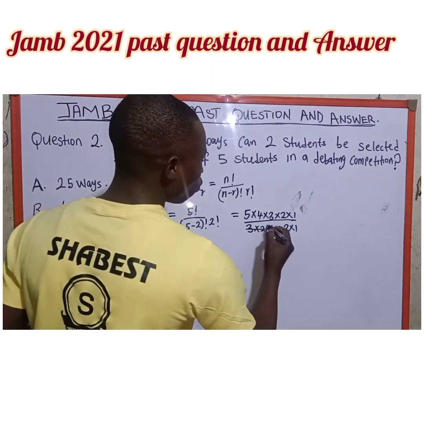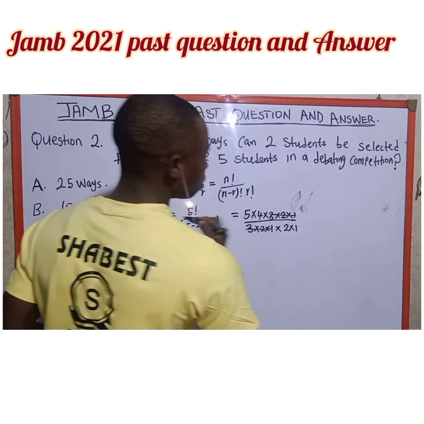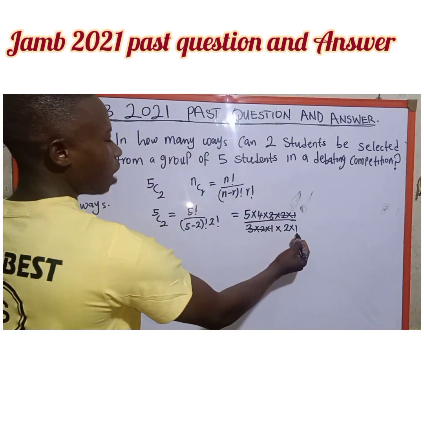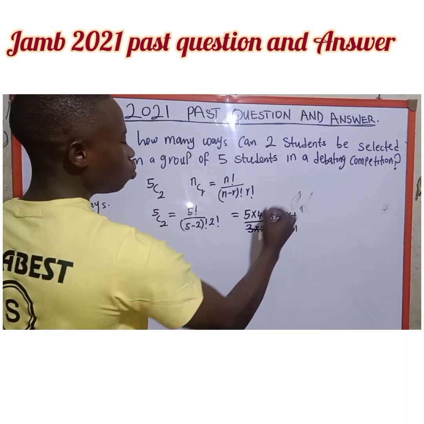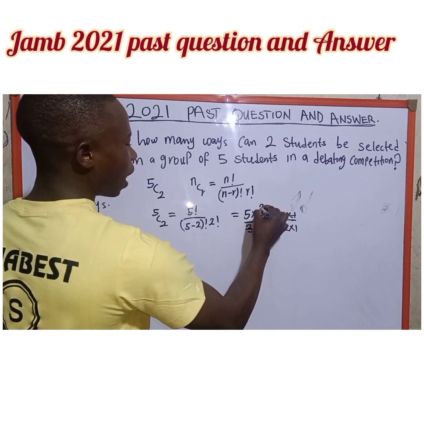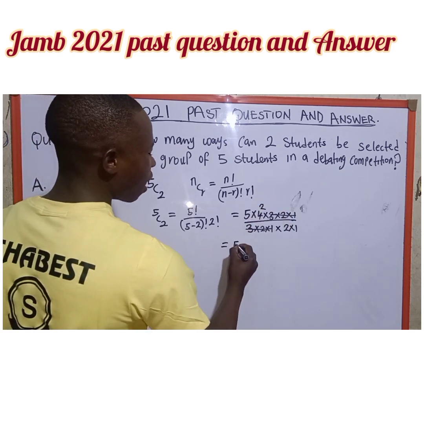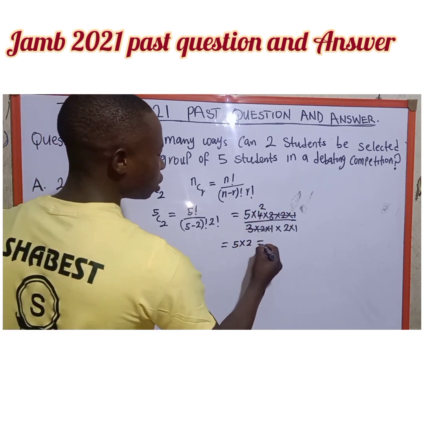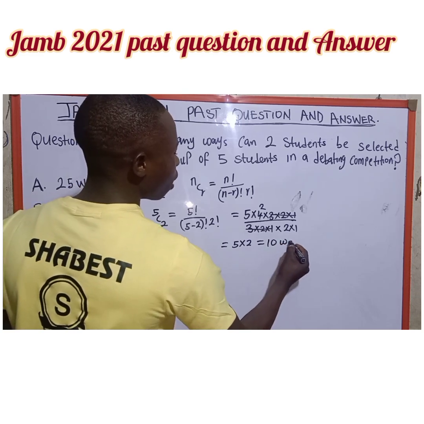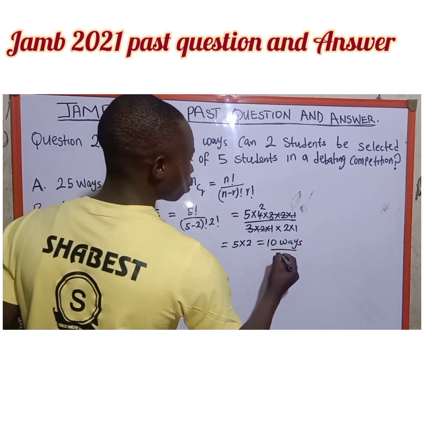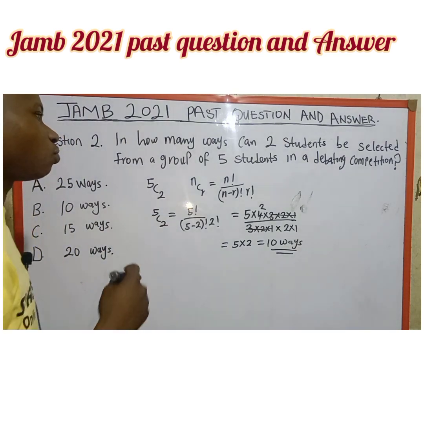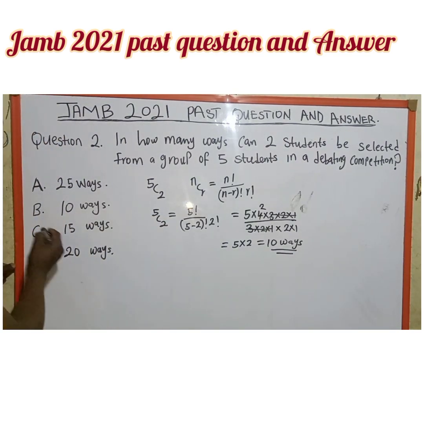So from this, 2 times 1 will cancel with this 3 times 2 times 1. Then 2 multiplied by 1 gives me 2. Then 2 into 4 goes 2 times. So we are left with only 5 multiplied by 2, which is equal to 10. So we have 10 ways of selecting 2 students from a group of 5 students in a debating competition. So the right answer here is option B.